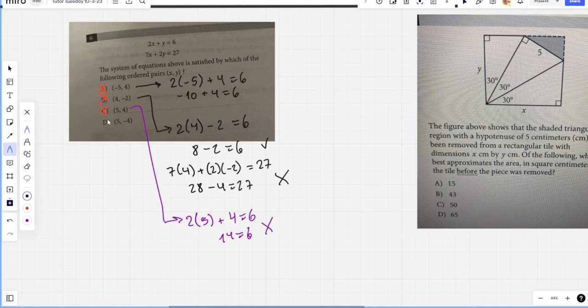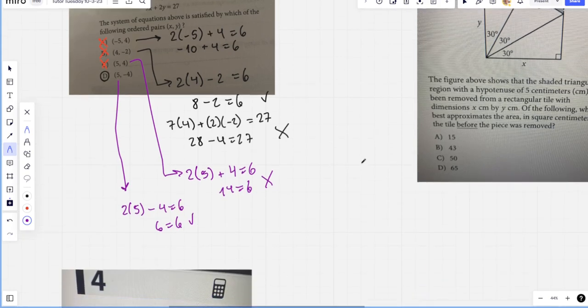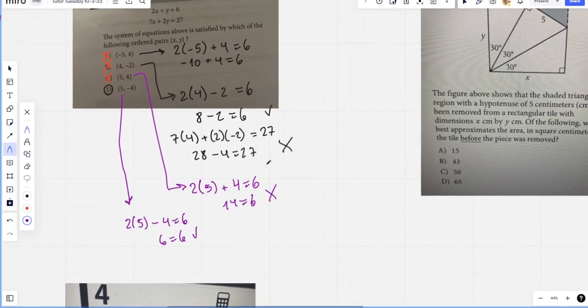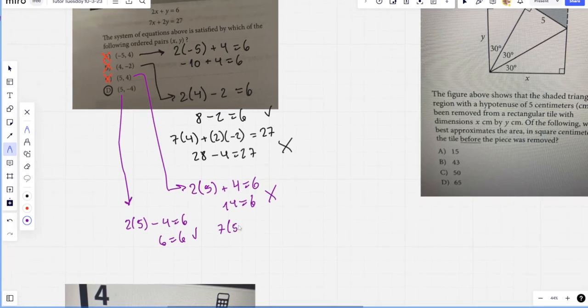By process of elimination, that leaves only D, but we can just make sure that 2 times 5 minus 4 equals 6. That's 10 minus 4, which gives 6 equals 6. Definitely true. And then we also get, in the second equation, 7 times 5 plus 2 times negative 4 equals 27. That's 35 minus 8, which is 27. That's true. So again, answer choice D is the only one that matches.